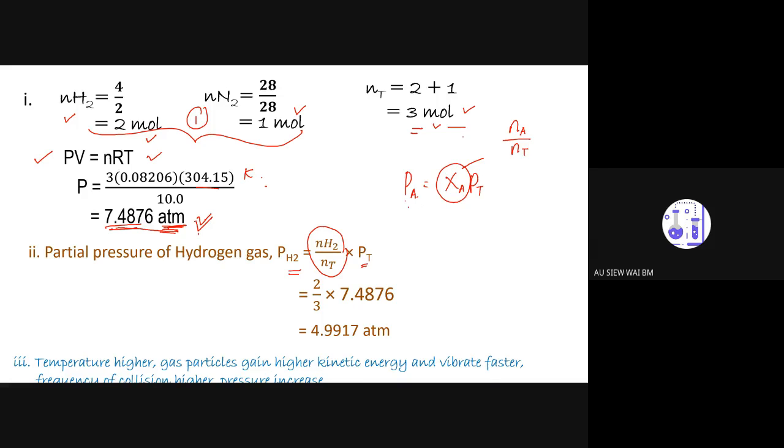Since you want to calculate the partial pressure of the hydrogen gas, you have the number of mole of the hydrogen gas divided by the total number of mole of the gas. From that you get the answer. Okay, and the third part, if the temperature is higher, what happens? Temperature higher, gas particles gain higher kinetic energy and vibrate faster. If they vibrate faster, the frequency of collision becomes higher, so pressure will increase. Right? Don't think temperature has no relation to pressure. Temperature is related to pressure too.